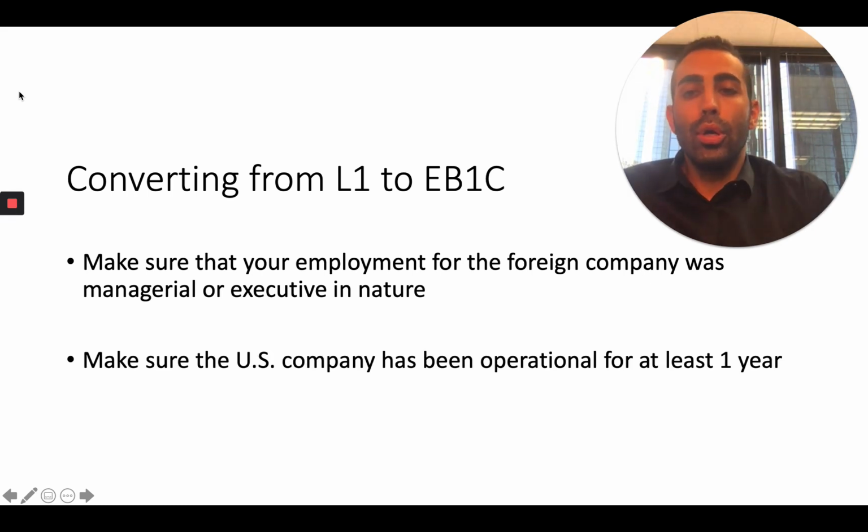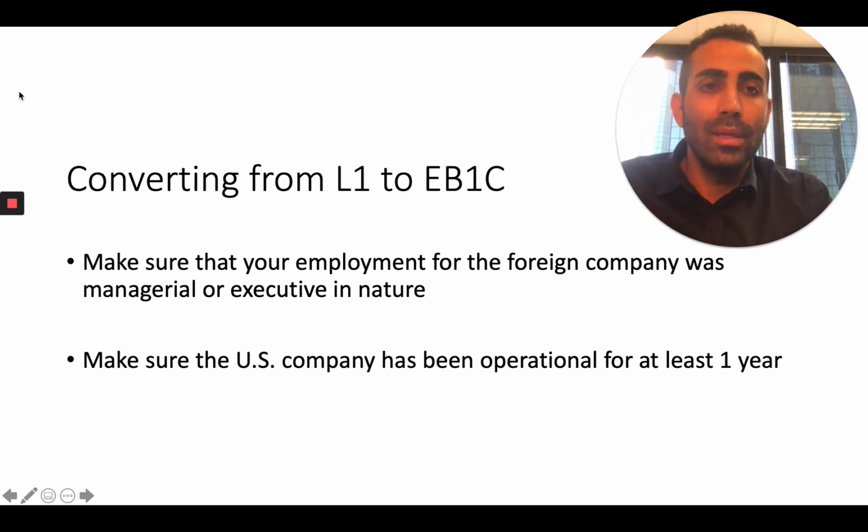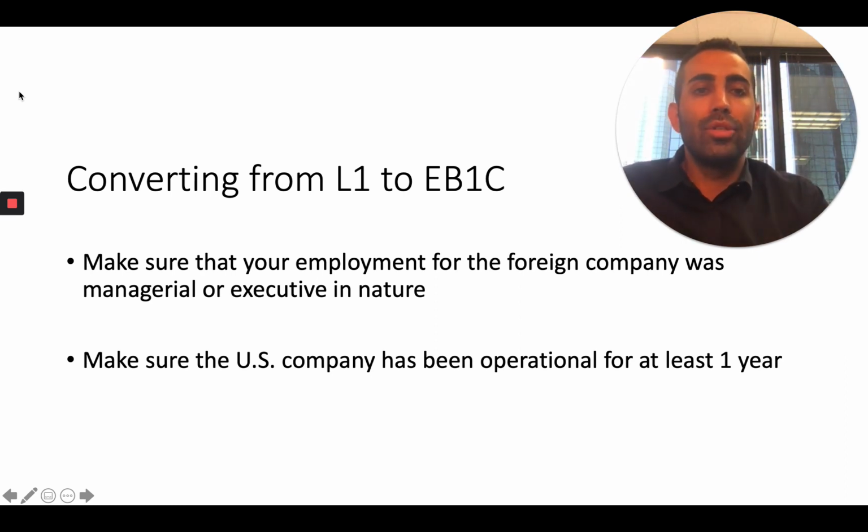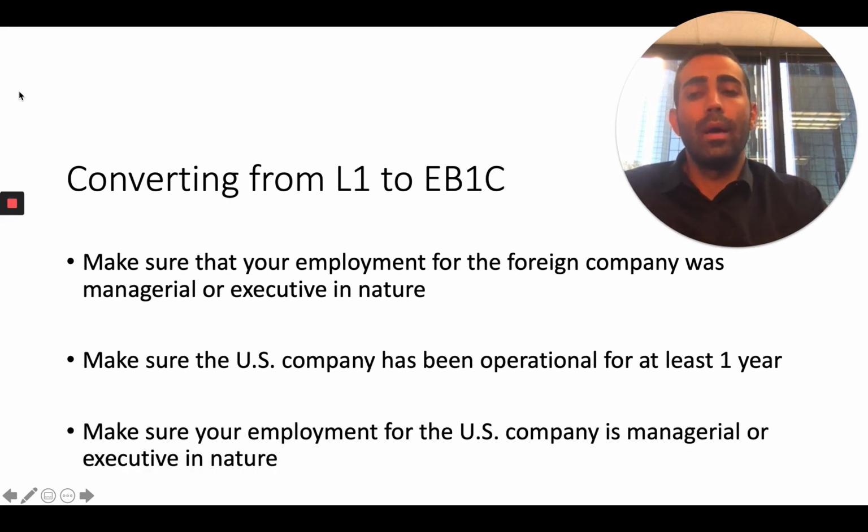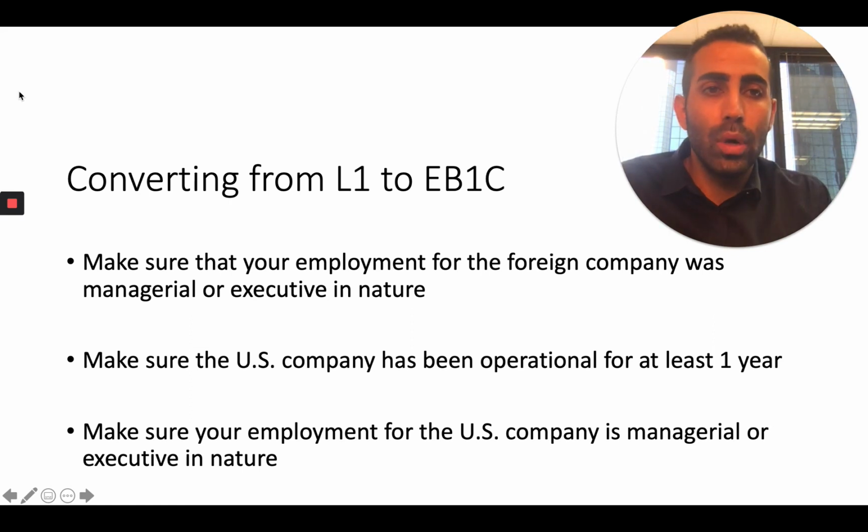Now, your U.S. company, as we just discussed, must have been operational for at least 1 year. So make sure that before you apply for EB1C, the U.S. company has been operational for at least 1 year. And lastly, make sure that your employment for the U.S. company is managerial or executive in nature. Again, very similar to bullet point number 1 on this slide, specialized knowledge work does not qualify. So make sure that your employment with the U.S. company is managerial or executive in nature.